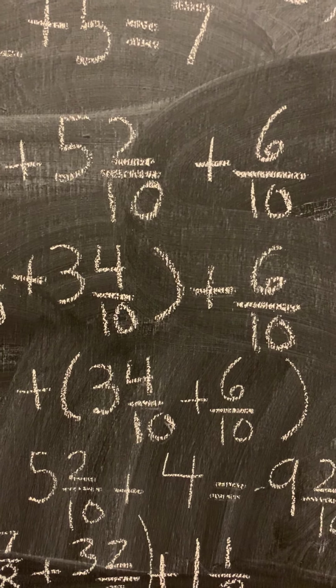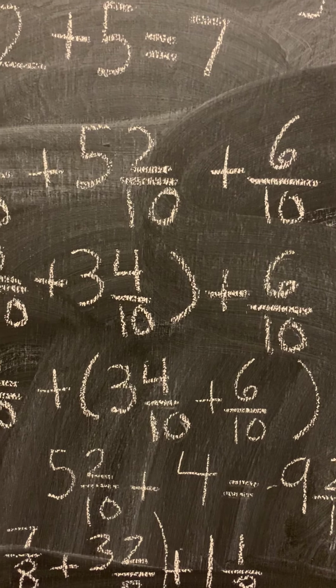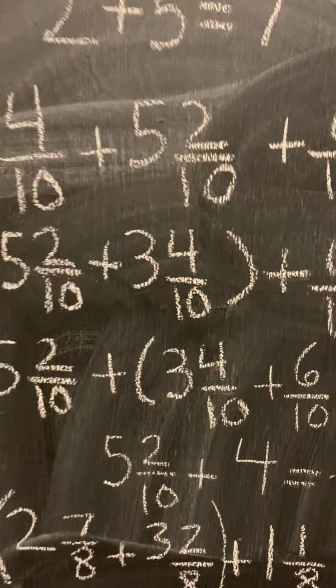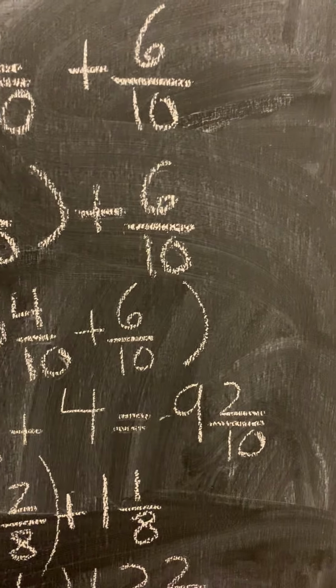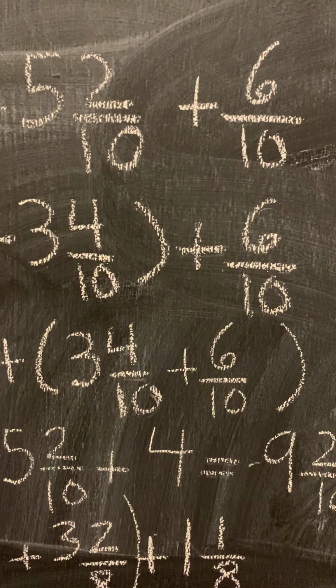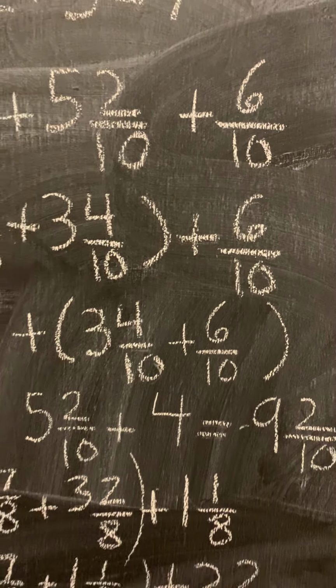That just turns into 4. Okay, those numbers are compatible. They're easy to work with. 4, so now 4 plus 5 and 2/10 is 9 and 2/10, right? Fairly easy. By using the associative property, getting the compatible numbers together, we made that problem pretty easy.